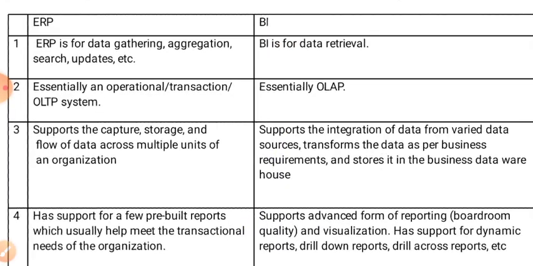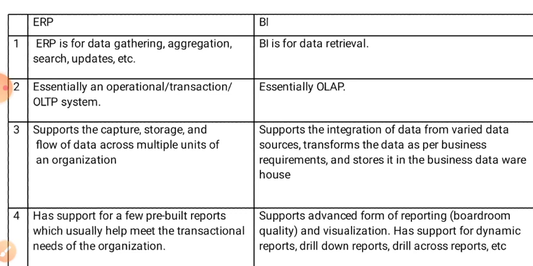Students, if you see this table, you can find that three columns are there. One column stands for the serial number, second column stands for the ERP, that is Enterprise Resource Planning, and the third column stands for the Business Intelligence. Let us take first criteria. So ERP is for data gathering, aggregation, search, updates, etc.